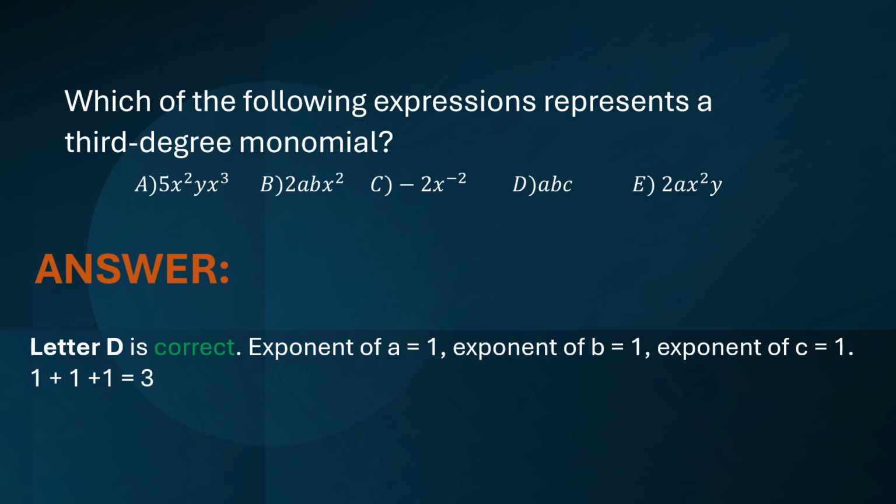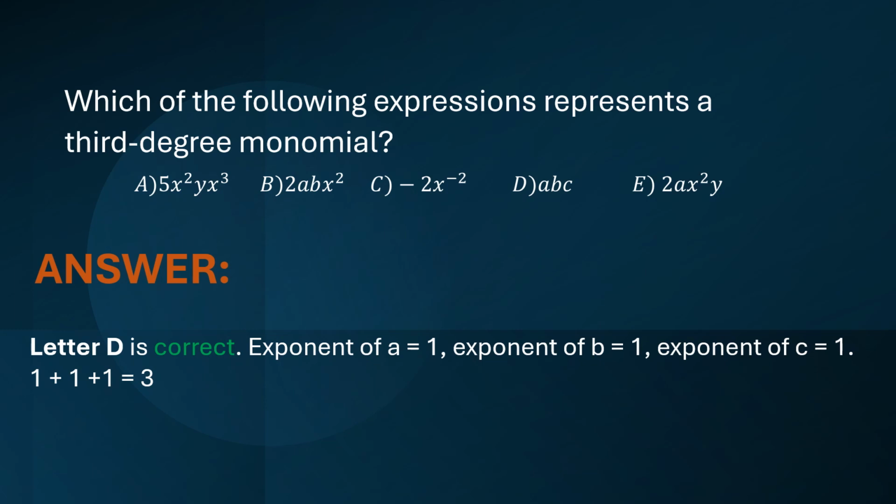Now, let's have a look at the other options for completeness. Letter A. In this case, we need to do 2 plus 1 plus 3. So this is clearly greater than 3, because we are adding to the quantity 3 another quantity, so it's going to be greater. Then, letter B, we're going to do 1 plus 1 plus 2, which is 4, and is greater than 3. Letter C, this isn't a monomial whatsoever. It's -2, so we don't consider this because it's not a monomial. Then letter D is correct.